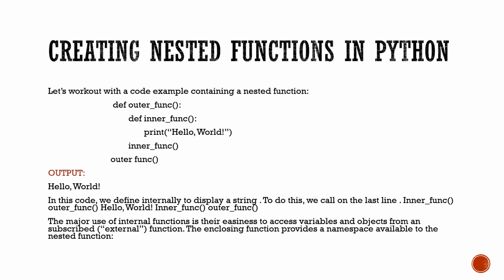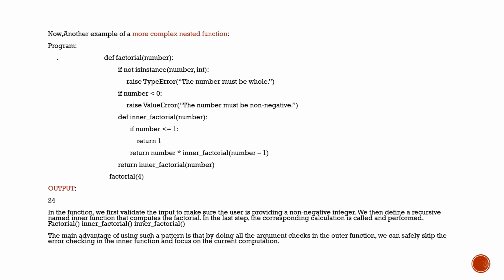Here, the inner function and the outer function. The major use of internal functions is their easy access to variables and objects from the enclosing function, which is called the external function. The enclosing function provides a namespace available to the nested function. So, I think we have gotten an overview of how to create a nested function in Python.